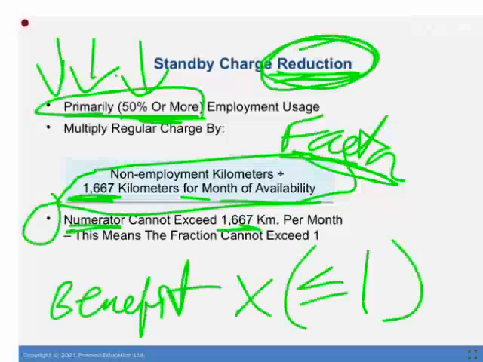So we always want to first, at the start of a question, figure out the usage so that we know which direction to go. So you might be given the numbers and you just need to do the quick math to know the percentage.